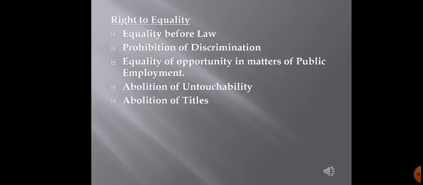There are, however, 2 notable exceptions to the right. First, the state may make any special provision for women and children. Second, special provisions may be made for the advancement of any socially and educationally backward classes of citizens or for the scheduled castes and the scheduled tribes. So, these are the 2 cases, for women and children and for scheduled castes and scheduled tribes, where there may be some separate laws.